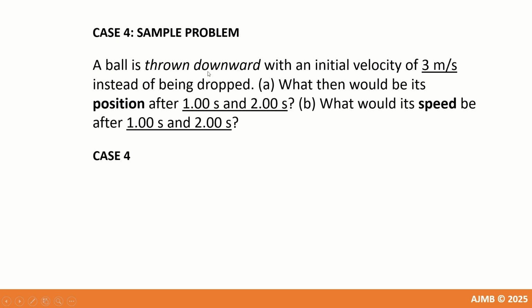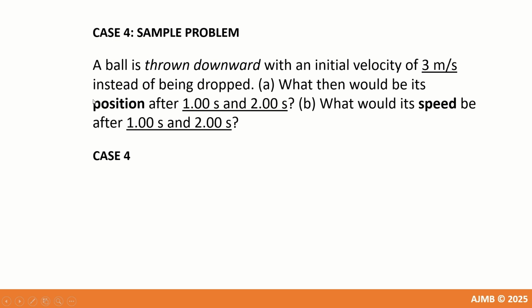A ball is thrown downward, so right there is your clue, with an initial velocity of 3 meters per second instead of being dropped. Be mindful that although it is shown here as 3 meters per second, in your calculation, you have to use negative 3. So you have two unknowns here. What then would be its position after 1 second and 2 seconds?